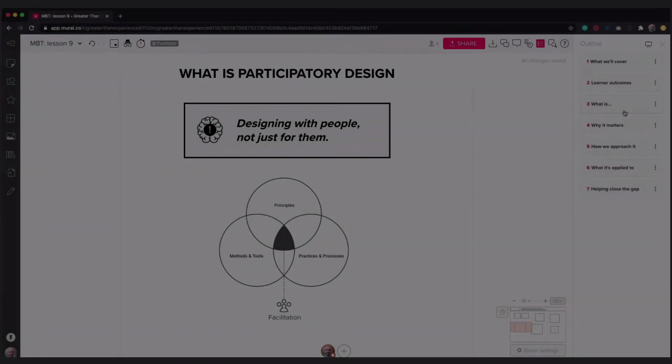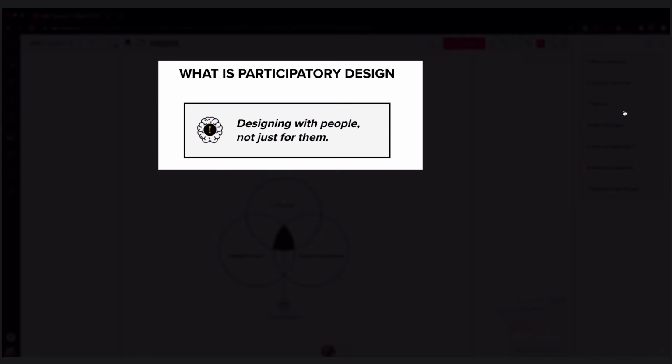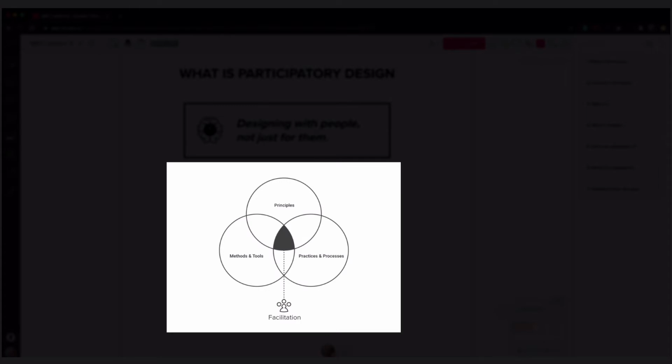So what is participatory design? At a basic level, participatory design is about designing with people, not just for them. It's a mindset as well as an overall process. It is principles driven and involves a variety of design and research methods like collaborative wireframing, card sorting, hybrid contextual inquiry, and social preferability experiments, along with quantitative and qualitative data analysis.